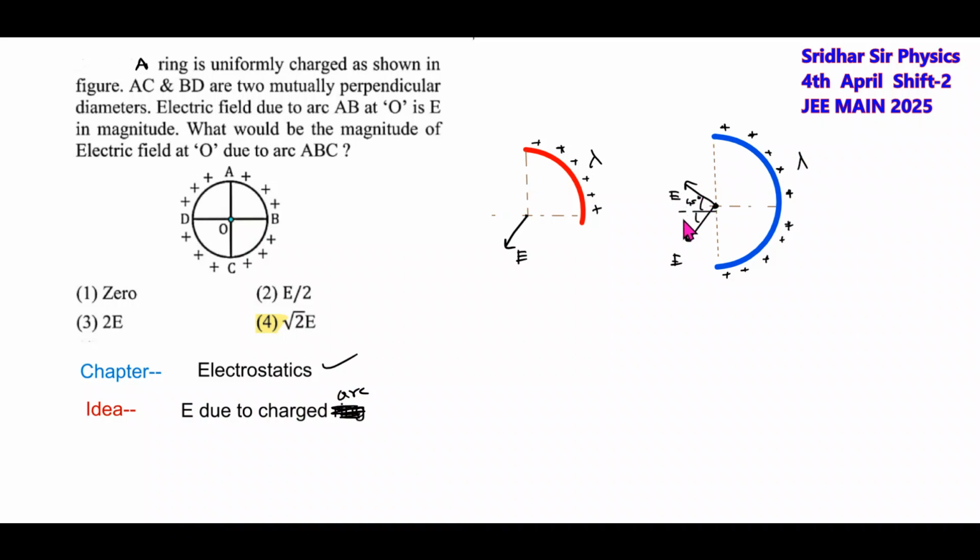And this will be 45 degree. This will be 45 degree. And the net field at point 2 will be 2E cos 45 degree, which will be root 2 E. No need of calculation. Already you know, due to this arc it is E. Due to this arc the E vector will be in this direction. Due to the lower arc, the E vector will be in this direction. The resultant electric field will be towards left. Okay.